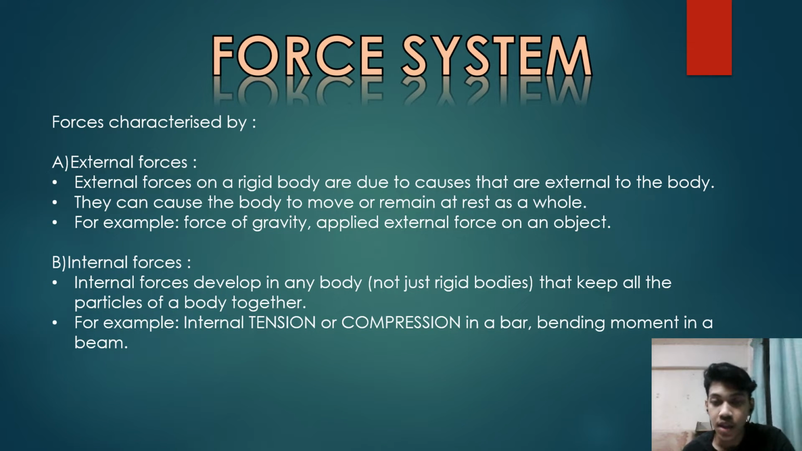Next, forces are characterized by two types: the first type is the external forces, and the second type is the internal forces. We are going to go through the external forces first. External forces on a rigid body are due to causes that are external to the body. They can cause the body to move or remain at rest as a whole. For example, the force of gravity applies an external force on an object.